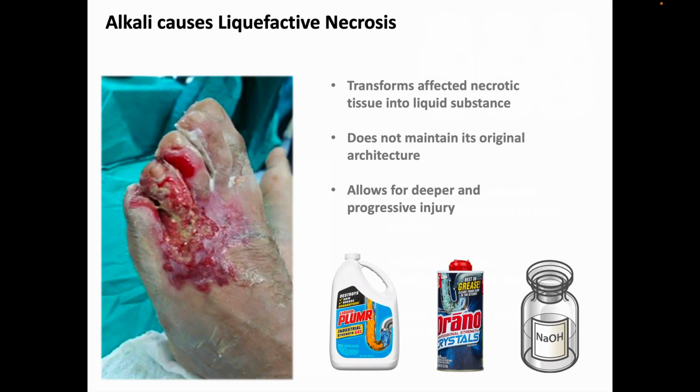This is in contrast to alkalis that produce liquefactive necrosis. Alkali transforms the affected necrotic tissue into a liquid that does not maintain its original architecture and sloughs off, allowing the deeper tissues now to be exposed to the caustic and allowing for deeper and progressive injury. So, although caustic burns are never nice, if everything else were somehow equal, like the amount of exposure, concentration, duration of exposure, etc., you'd probably want an acid burn over an alkali burn.